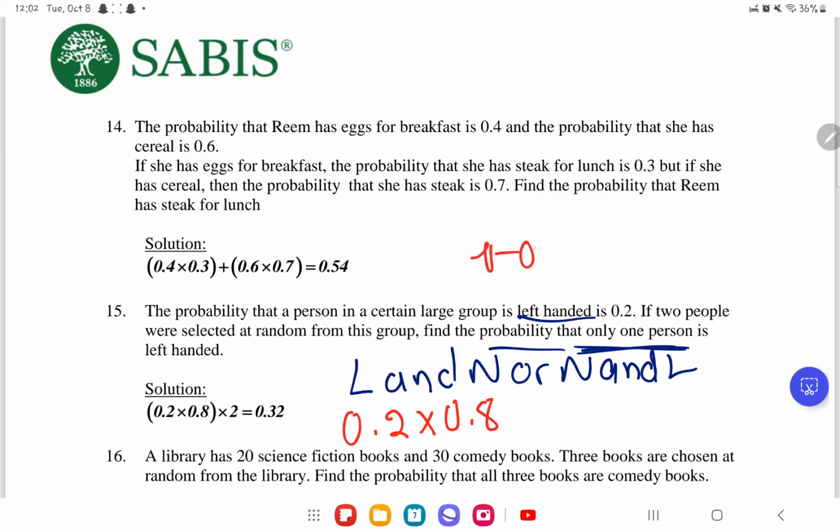How did we get it? 1 minus 0.2. Or, in math, "or" means plus. The probability of not is 0.8 times the probability of left-handed, which is 0.2. You can do it this way, or you can directly do it like this, however you like. So then you will get 0.32.